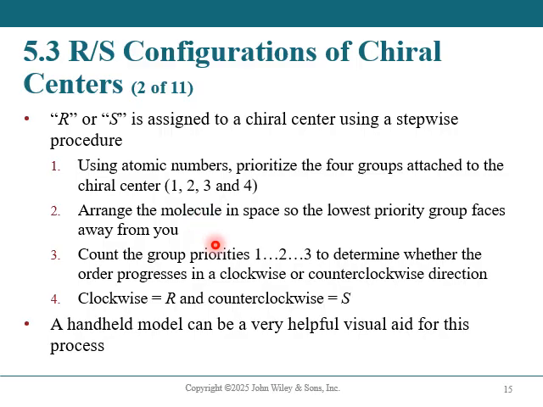Count the group priorities 1, 2, and 3 to determine whether the order progresses in a clockwise or counterclockwise direction. If it's clockwise, we assign the R configuration. If it's counterclockwise, we assign the S configuration. And like I've mentioned before, a handheld molecular model will be actually pretty useful at this point.